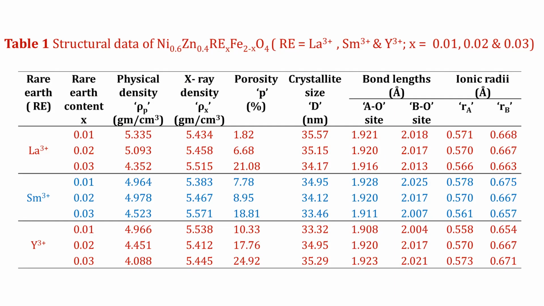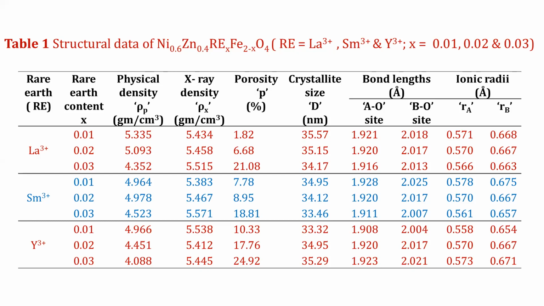But in the case of yttrium substituted nickel zinc ferrites, crystallite size increases with increasing yttrium content. The decreasing trend of crystallite size for lanthanum substituted as well as samarium substituted nickel zinc ferrite may show that there is strain on the lattice of the ferrites. Here we also obtain the values of bond length and ionic radii on the A site as well as the B site. The trend of bond length as well as ionic radii on the A site and B site is the same as that of the lattice constant. Now here we also have to calculate X-ray density.